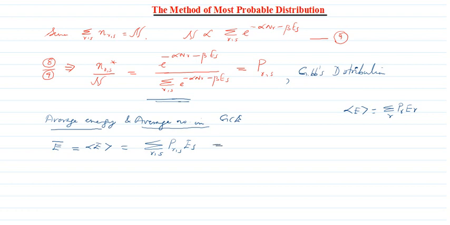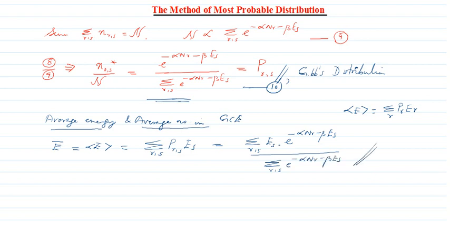So this is equal to, from equation number 10, which is our final equation, substituting for PRS, this equation will become sum over R,S of ES into e raised to minus alpha NR minus beta ES, whole divided by the denominator, that is sum over R comma S e raised to minus alpha NR minus beta ES. So that is giving you the average energy of a system in a grand canonical ensemble.